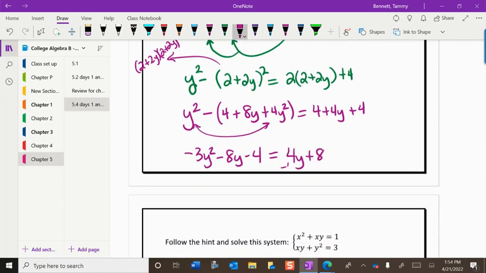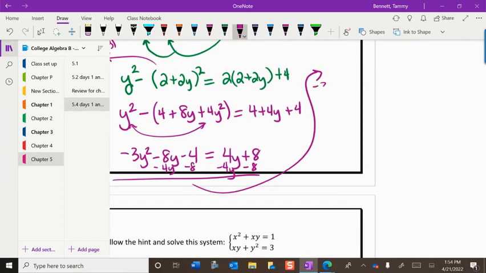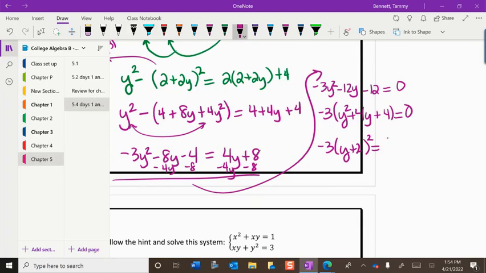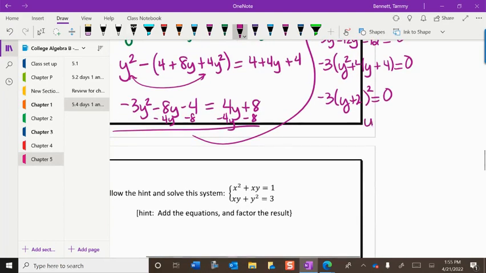So let's subtract 4y from both sides and subtract 8 on both sides. Let's see, what do we have now? So that's going to give me negative 3y squared, negative 12y, negative 12 equal to 0. So factor out a negative 3, so I have y squared plus 4y plus 4 equal to 0. So that's a negative 3 times (y plus 2) quantity squared equals 0. So that means y is negative 2.